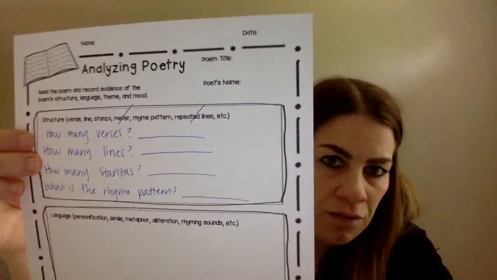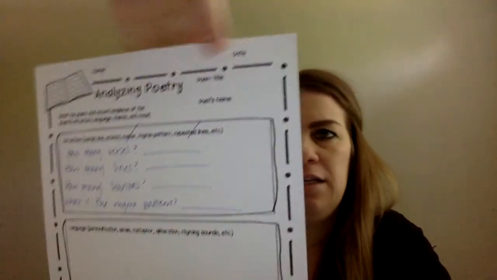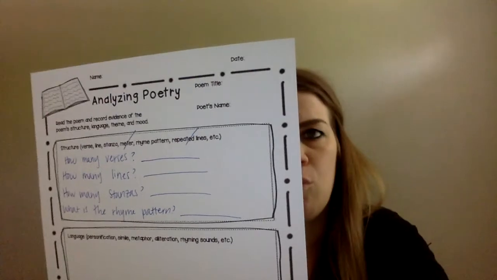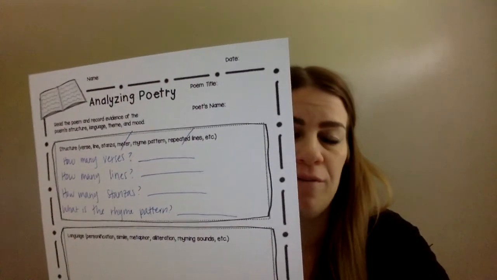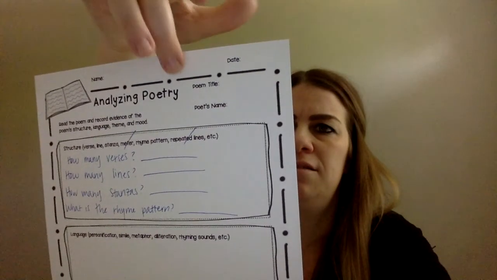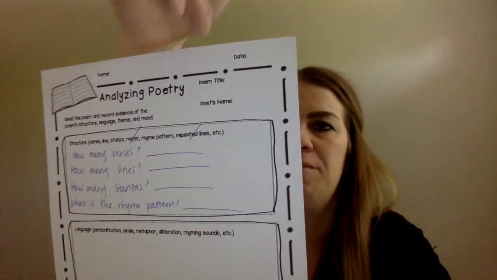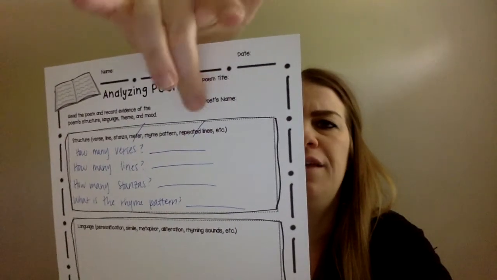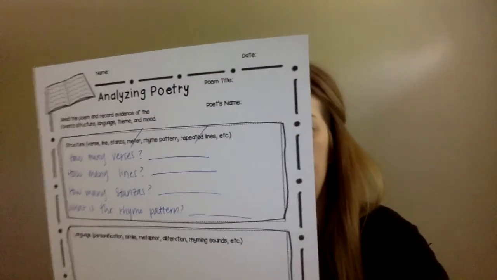So for the worksheet, you need to put your name up at the top. You need to put a date. You need to put the poem title, which poem you're going to use. Again, it could be anything. It could be a book or poem from your house, just as long as it's something that you want to use. So the poem title, and then the poet's name. So you need to put the author's name, the poet, there.